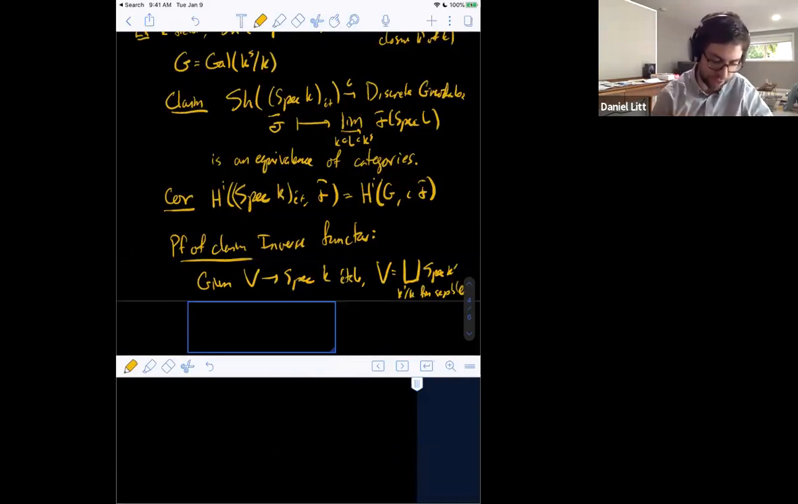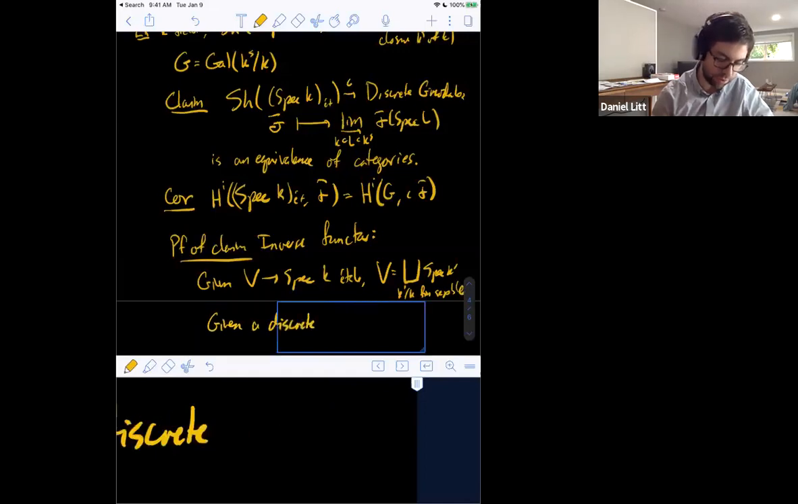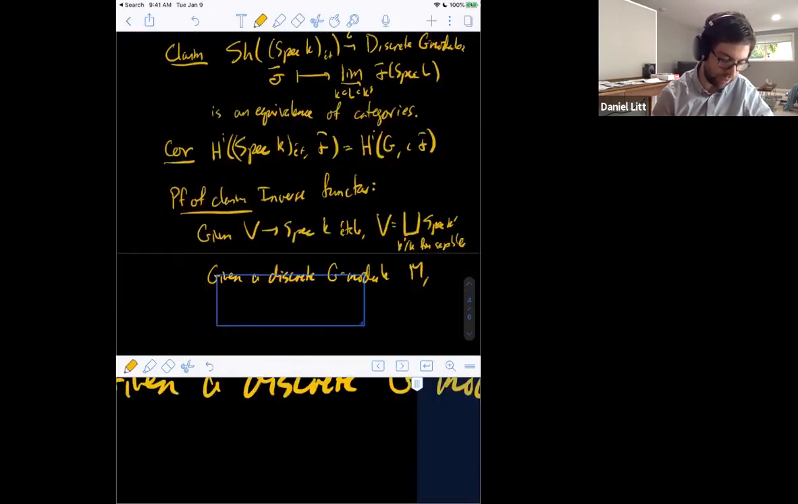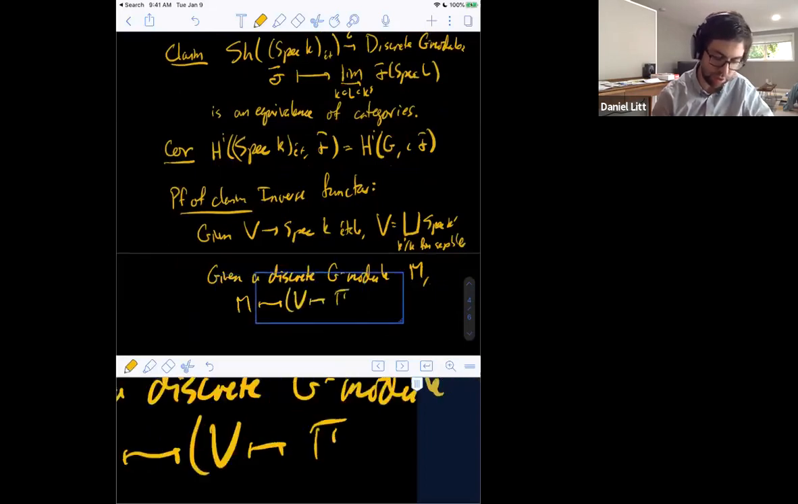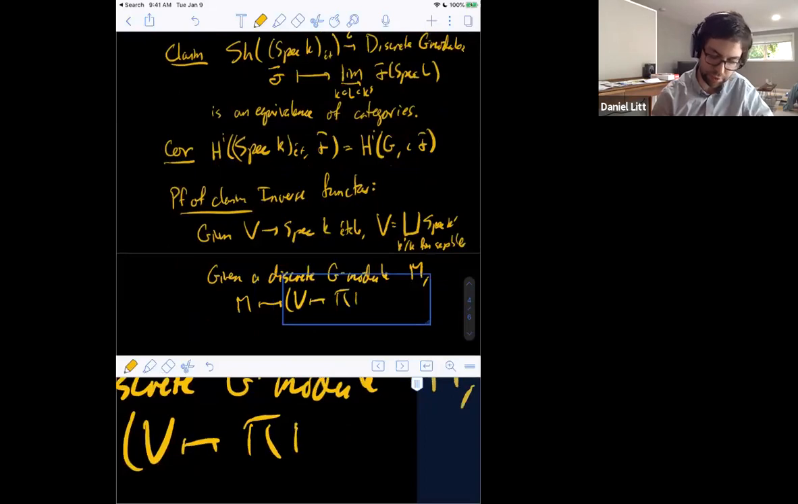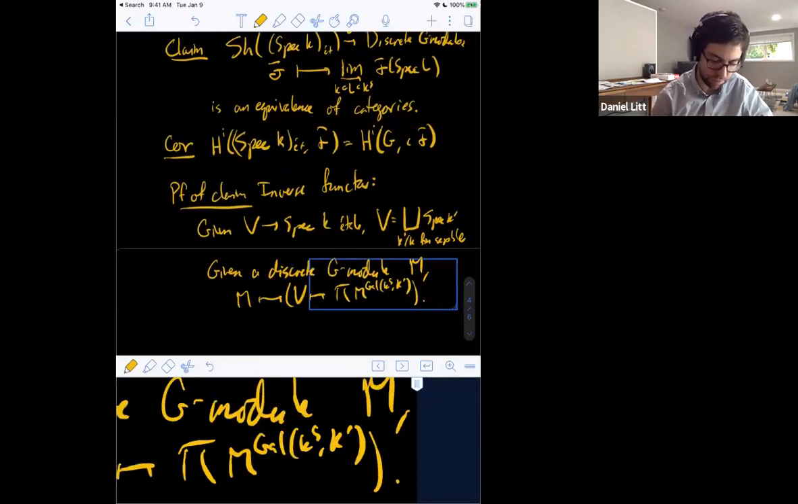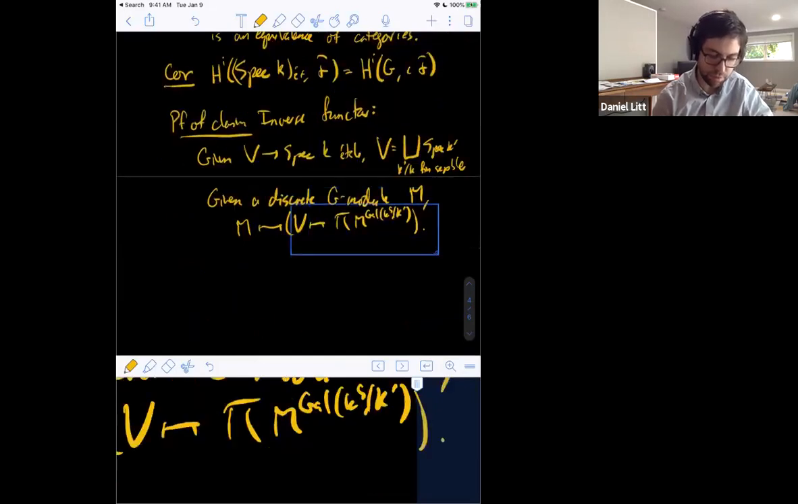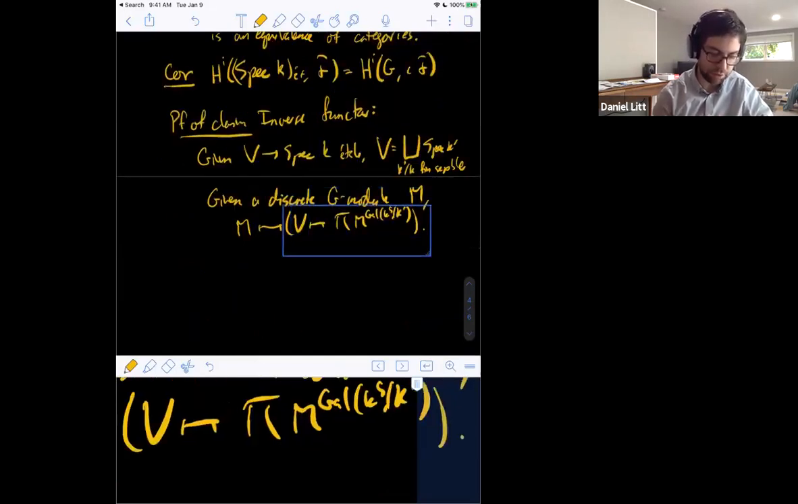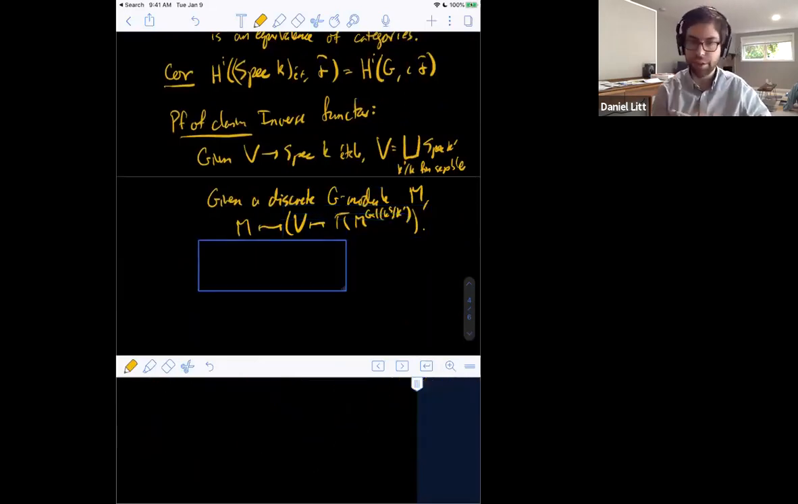And then now, given a discrete G module M, we send M to the following sheaf. It sends V to the product of the fixed points of the absolute Galois group of K^s, of K prime. All right. So this is the inverse functor. You should check that this is an inverse functor. It follows from Galois descent.